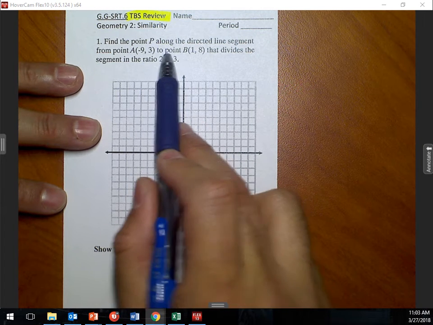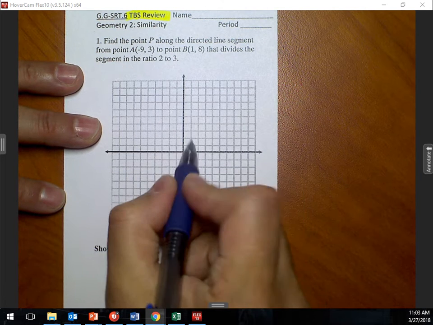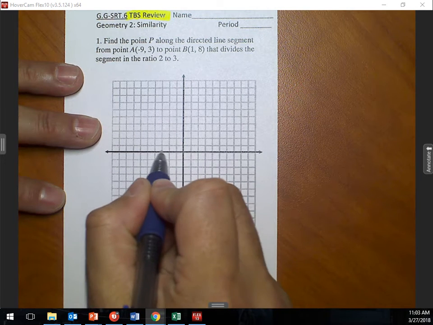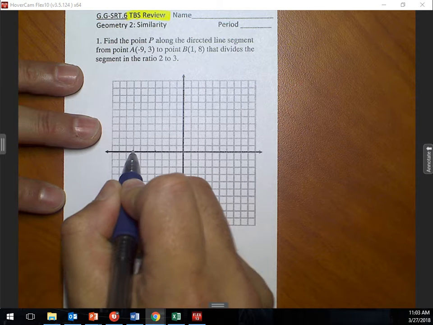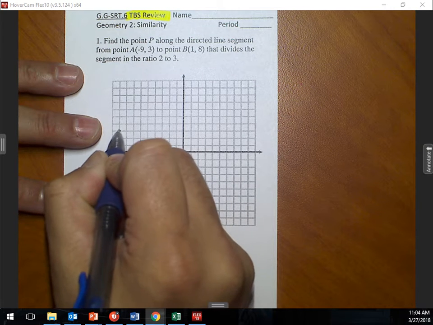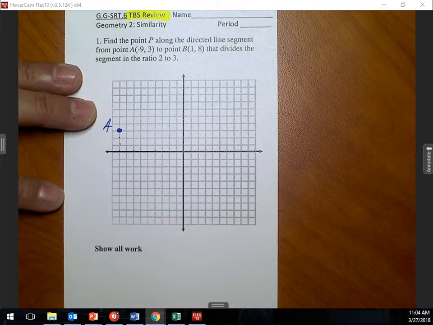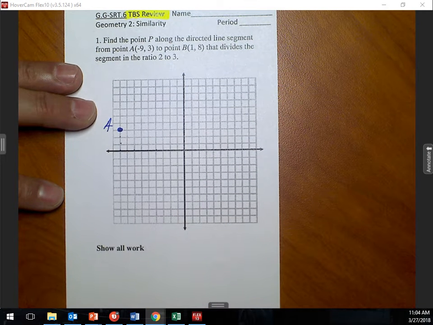So that's the first thing I need to do. So -9, +3. Let's count it over. 1, 2, 3, 4, 5, 6, 7, 8, 9. 1, 2, 3. This is going to be my point A. Okay, did everyone already get that on there?